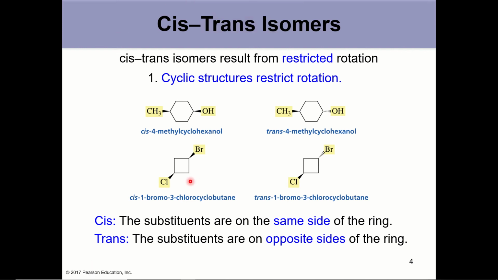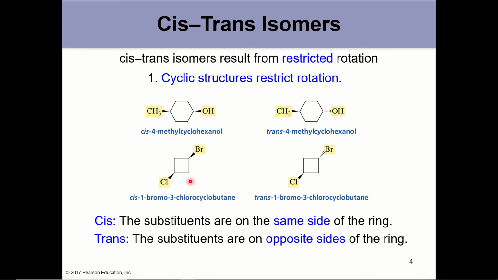Cis-trans isomers result from restricted rotation about a bond. There are two ways in which we can encounter bonds that have restricted rotation. Rings restrict rotation. You cannot rotate a single bond in a ring by 360 degrees. And double bonds restrict rotation.